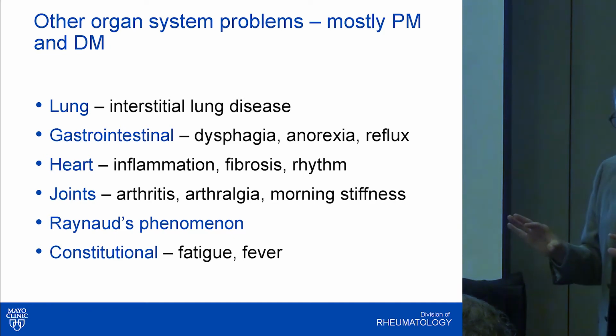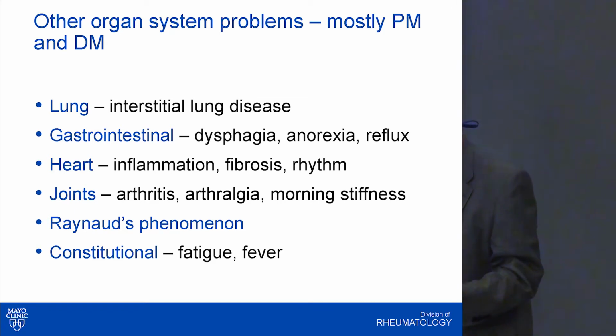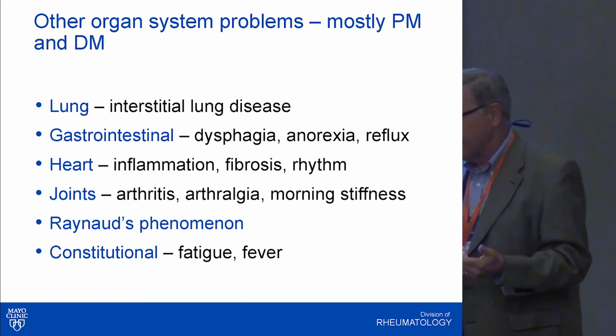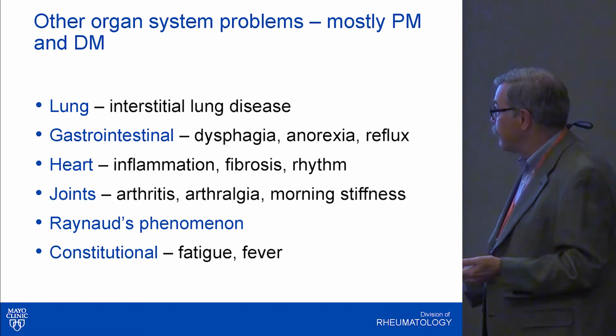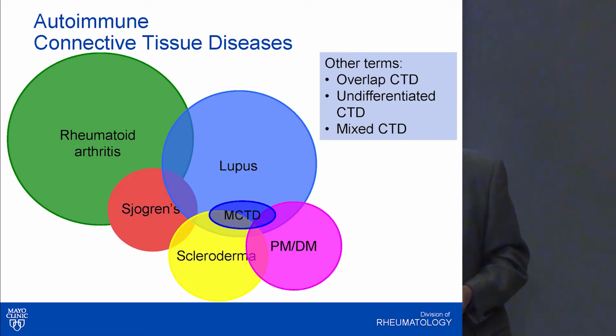Inflammation can be in the muscle of the heart or in the lining around the heart. Fibrosis or scarring of the heart muscle, rhythm disturbances caused by inflammation. Finally, joints with arthritis, inflammation of the joints, so swelling and tenderness, or just pain, arthralgia, stiffness in joints in the mornings. Raynaud's phenomenon is overactivity of blood vessels clamping down, and with cold exposure, fingers turn white, blue, and sometimes red as they rewarm. And then fatigue, low-grade fever are all things that can come as the immune system seems to be activated.